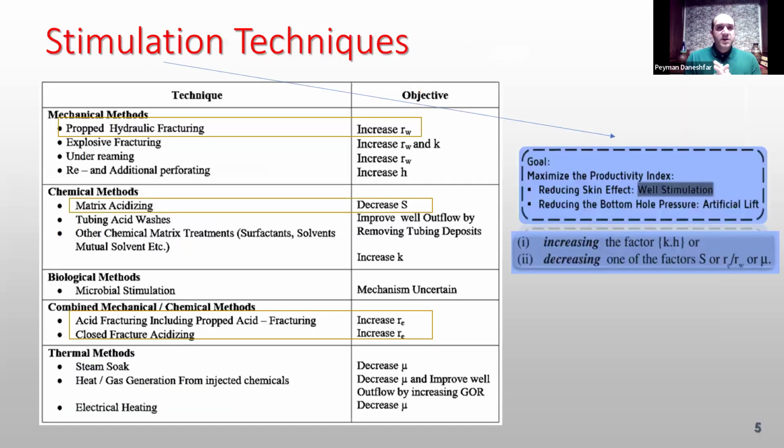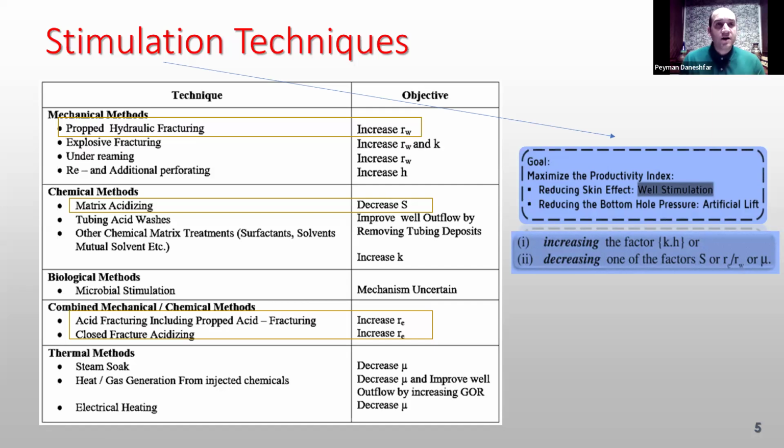We have some stimulation techniques, but here I want to talk about matrix acidizing and some slides about acid fracturing. Here, I don't want to talk about proper hydraulic fracturing, because last year I conducted a 3 hour webinar on hydraulic fracturing, and this one is just for acidizing.